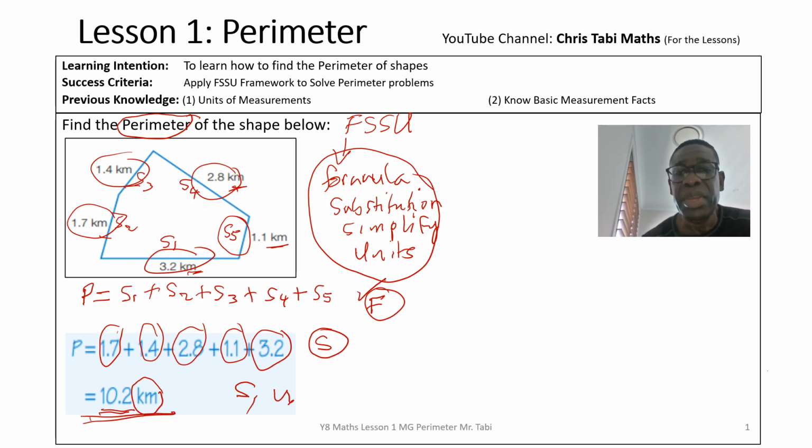So that's our perimeter. To recap, you look at your shape, and perimeter is just the distance around the shape. Because every measurement there is in kilometers, we have a consistent unit. So we write our formula, we substitute, we simplify, and then we attach the unit. Let's move on to the next.